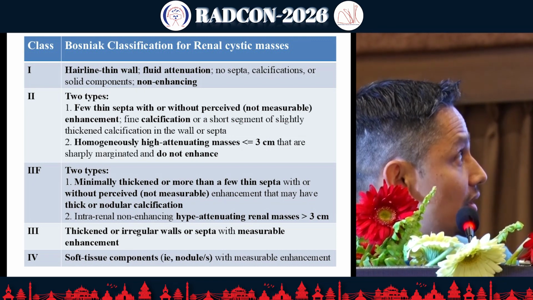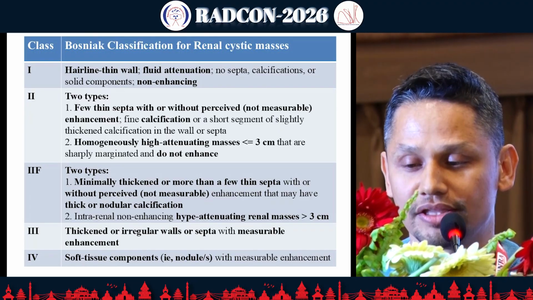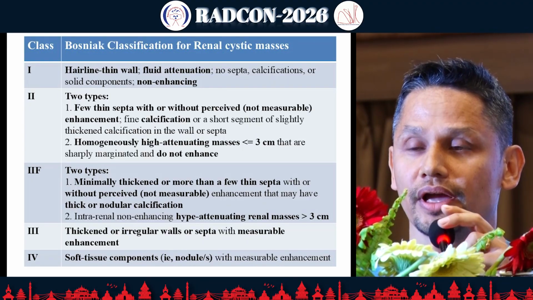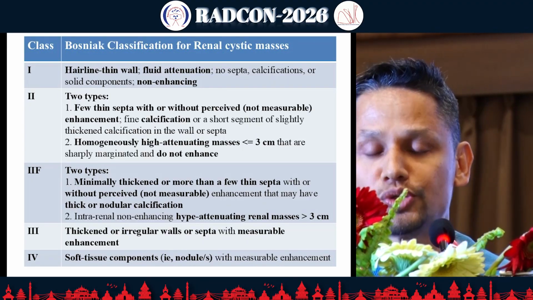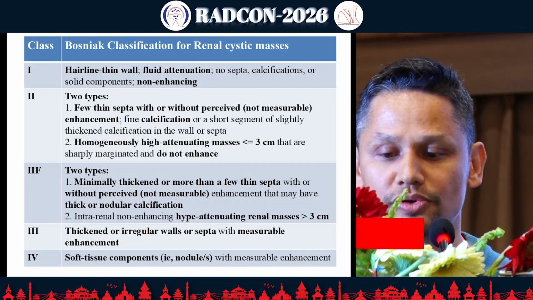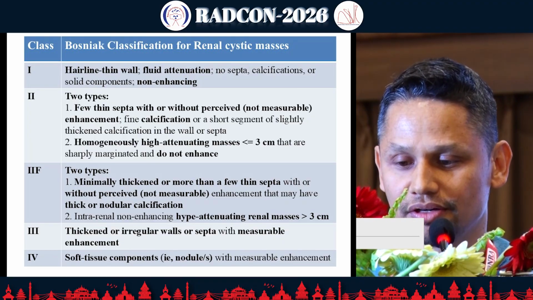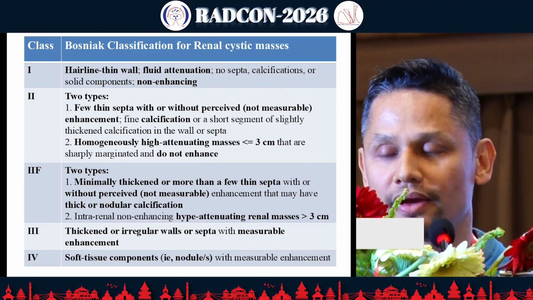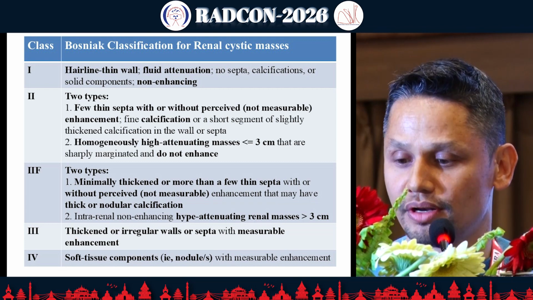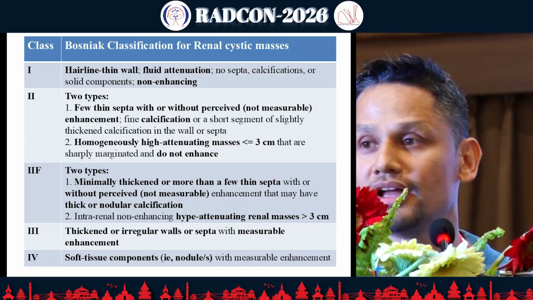the recent classification. Class 1: hairline thin septa, fluid attenuation with no septa, hairline thin wall, no calcifications or solid component, and the lesion is non-enhancing. In type 2, there are two types: one with few thin septa with or without perceived, non-measurable enhancement, fine calcification, and there may be short segment or thickened calcification in the wall or septa, and homogeneously high attenuating on CT scan with size less than or equal to 3 centimeters, but the lesion is sharply marginated and does not enhance.